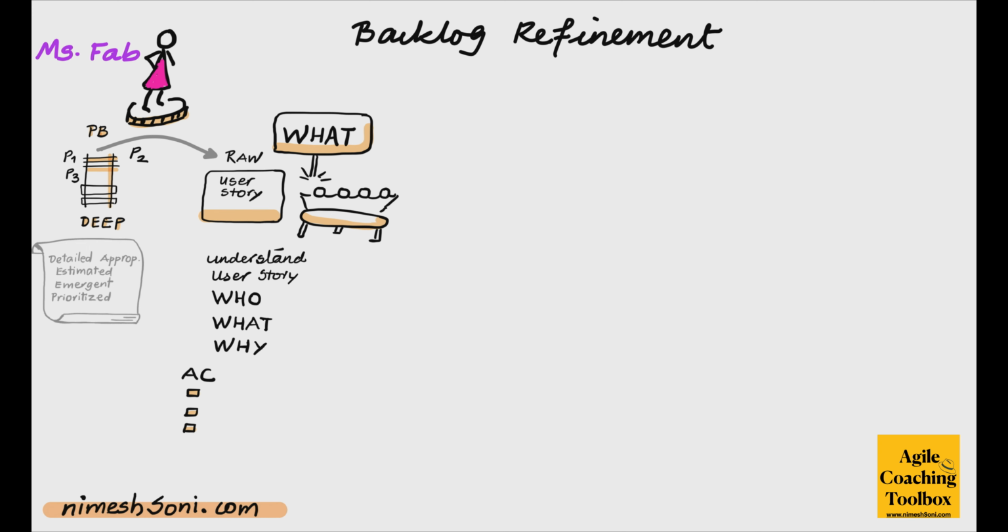So again, initially, I would say Miss Fab is just taking that raw user story and explaining the who, the what, and the why, along with the acceptance criteria. Now there is this back and forth between the product owner and the team. As the product owner is explaining this story, the team may ask some additional questions, and then Miss Fab in turn will answer those questions. So there is this back and forth conversation happening, and through that more and more details are emerging.